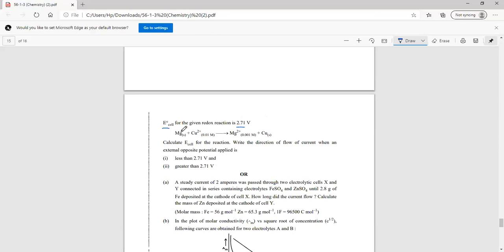Since magnesium is losing electrons, electrons are flowing from magnesium to copper, but current will flow from copper to magnesium. From magnesium, 2 electrons are flowing out to copper 2 plus. So the direction of the flow of electron is this, and the direction of the flow of current will be just opposite of it.